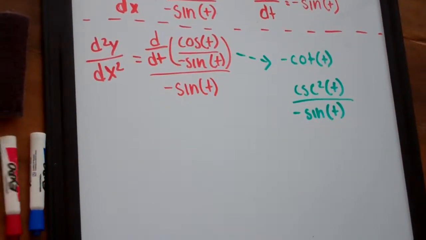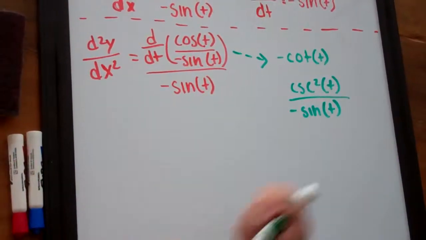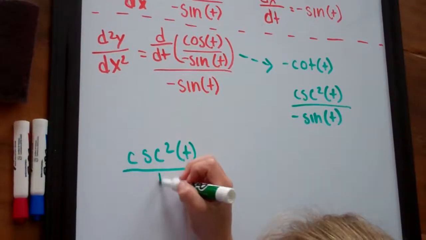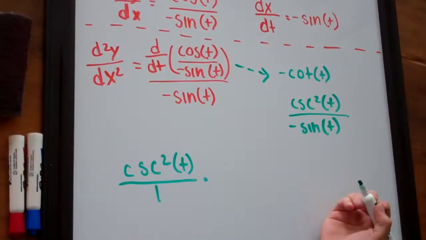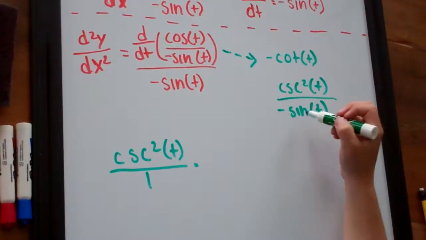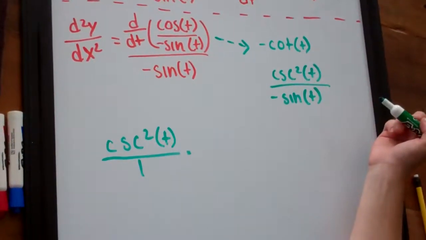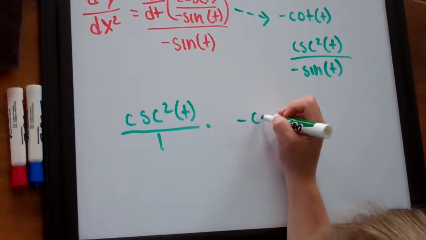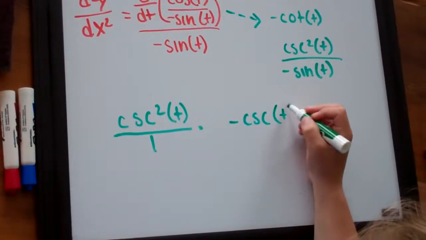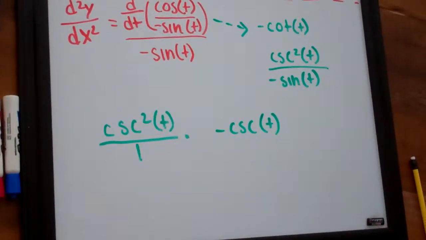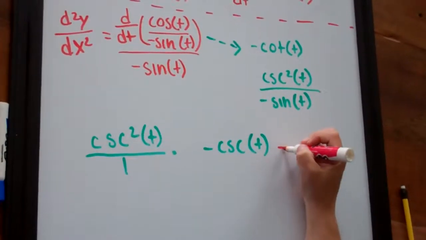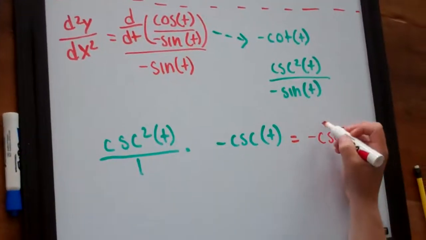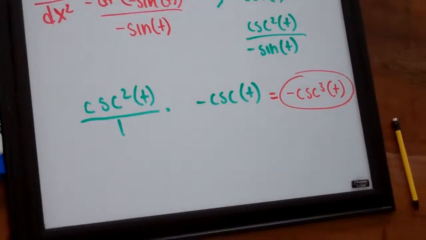Now we're going to simplify this, and to do this, we're going to look at this as if it's written cosecant squared of t over 1 times, well, we know that 1 over sine equals cosecant, so it's going to be times negative cosecant of t. We simplify this to get negative cosecant cubed of t, and that is our second derivative.